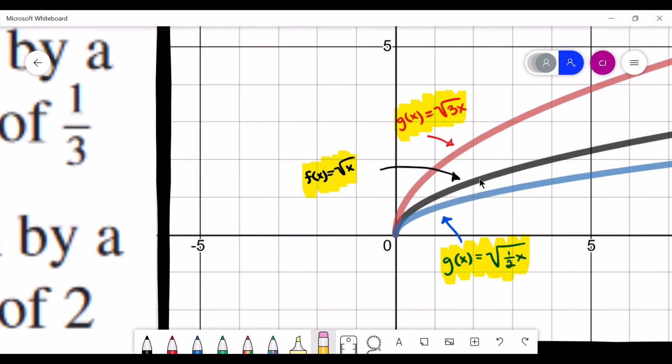So we're seeing that it's a horizontal shrink. If we're comparing from our original parent function, we're seeing that it's moving towards the y-axis, so it's shrinking. And then in the second example, we have g of x is equal to the square root of 1/2 times x. Our true a is going to be 2, which means it's a stretch. And so in this example, this function is stretching away from the parent function. It's stretching away from the y-axis, right? So we're calling that a horizontal stretch.